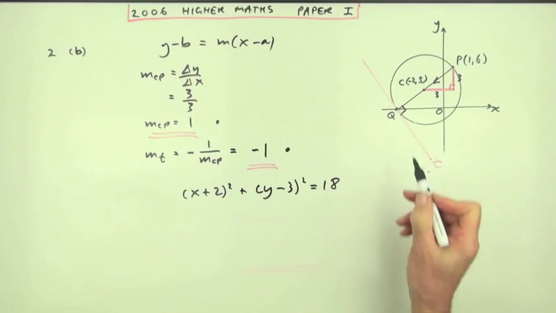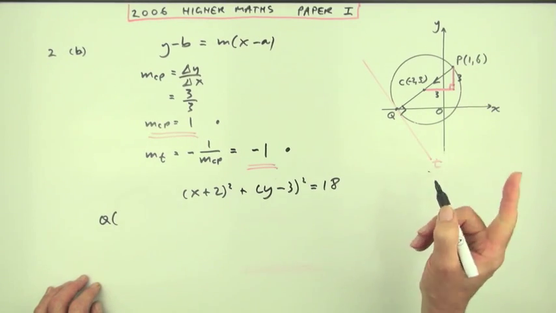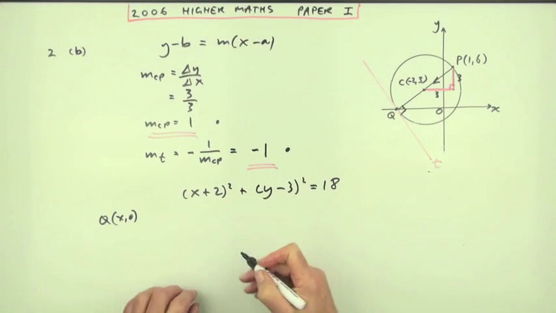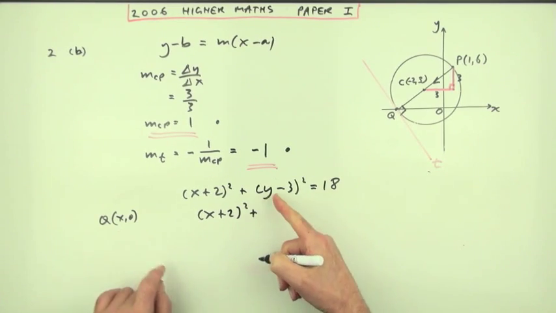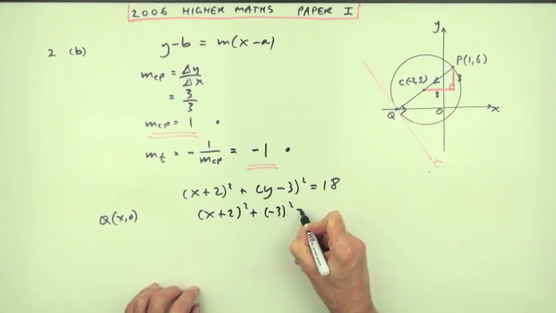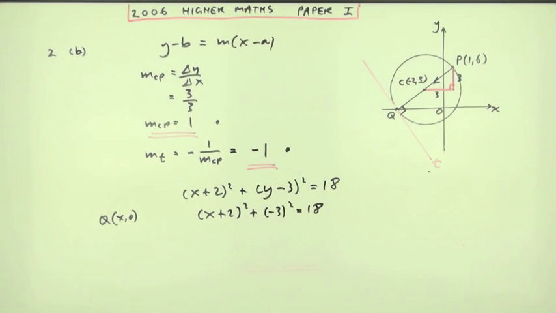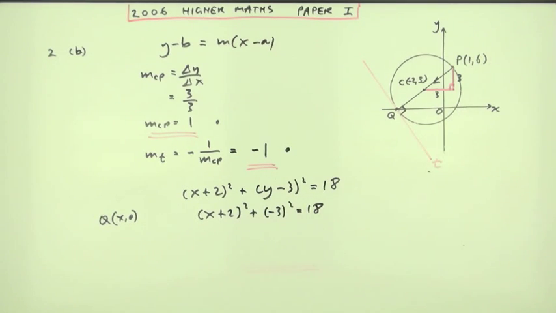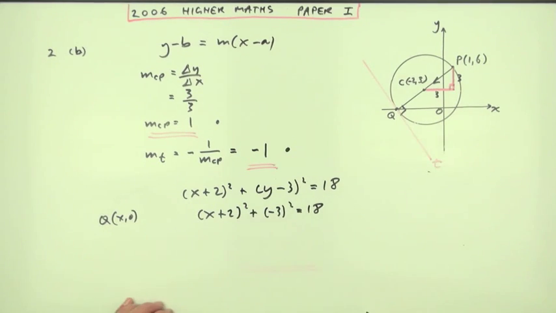The point Q lies in the x-axis, so that I know for the point Q, its y coordinate is 0. So putting that into this, I've got x plus 2 squared plus, and if y is 0, that's -3 squared is 18. And then solve that to find x. Remember, of course, if its y coordinate is 0, there's 2 points with a y coordinate of 0. So you'll have to pick the one on the left according to the diagram.